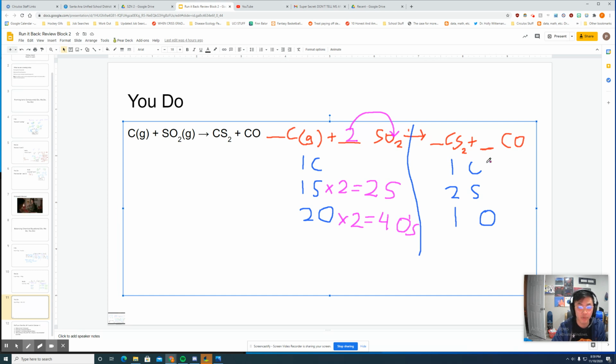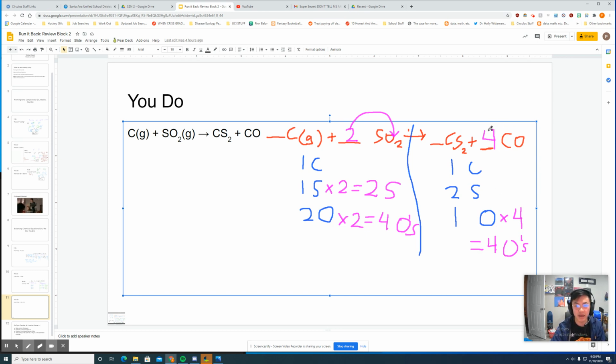Because that gives me 4 oxygens on the left side, I check my right side and I notice that there's only one oxygen here, the CO. So I'm going to multiply by 4 on this side, and that's going to give me 4 oxygens. Now the coefficient is 4, so 4 times 1 oxygen will equal 4.